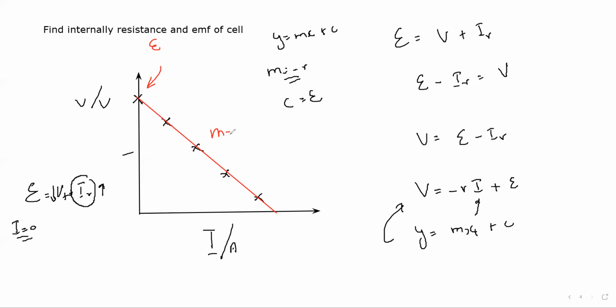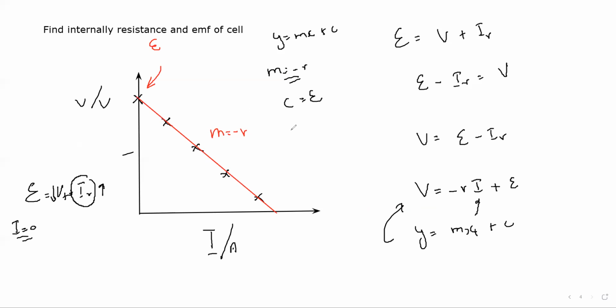So using a graphical method, we can determine the internal resistance of a cell, or we can also find the EMF. Is it clear? The graph, and why the shape of the graph is like this?